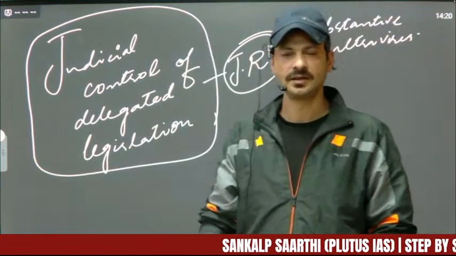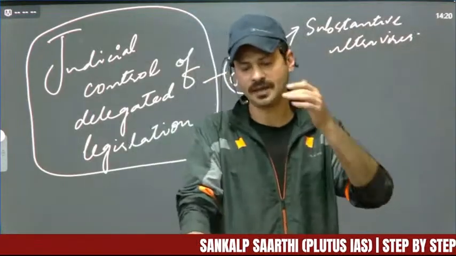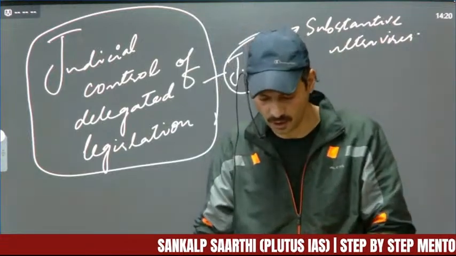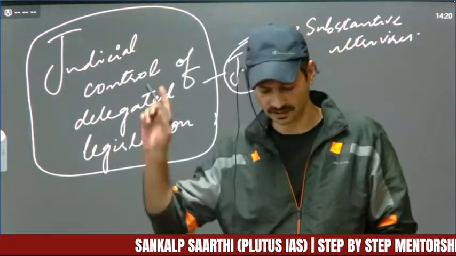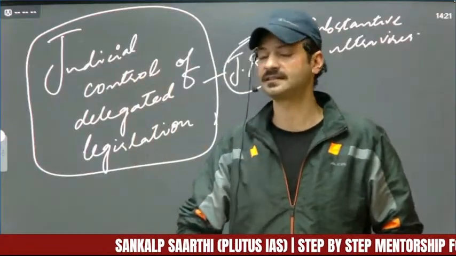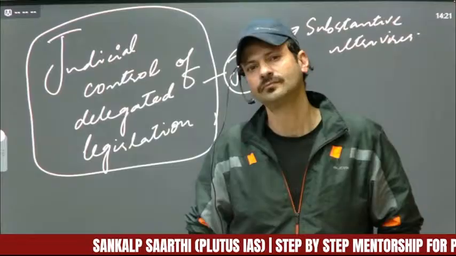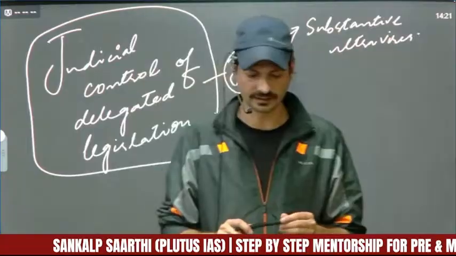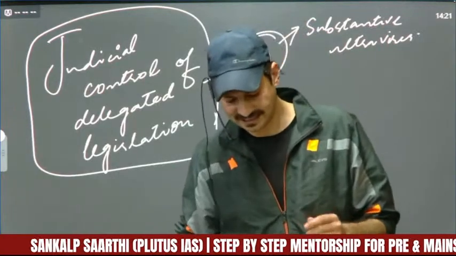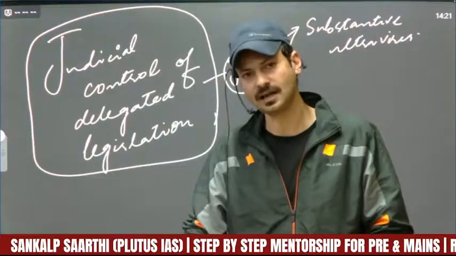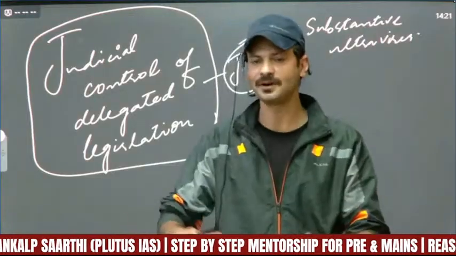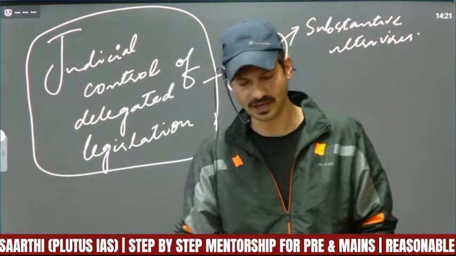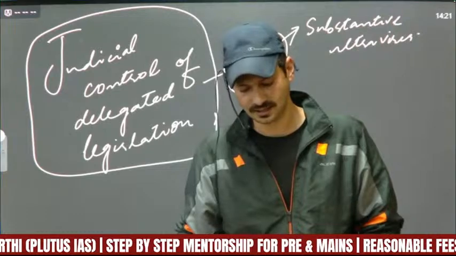ठीक है, सब्सटेंटिव अल्ट्रा वायर्स उस टाइम पे ऑकर होता है जिस टाइम पे जो डेलीगेटेड लेजिस्लेशन है it has gone beyond powers granted by it from the parent statute. So जितना आपको पावर दिया था पेरेंट लॉ के अंडर, पेरेंट स्टैट्यूट के अंदर, आपने अगर उस पावर को एक्सीड किया है, आपको बस बोला था यहां तक जाना, आप अगर उससे बहुत आगे निकल गए हैं तो उस टाइम पे सब्सटैंटिव अल्ट्रा वायर्स कोर्ट्स जो हैं सेटिस्फाई हो जाते हैं that they have exceeded their power.